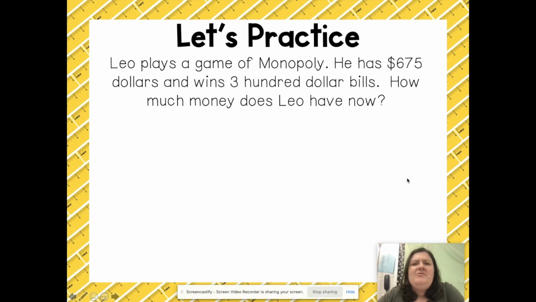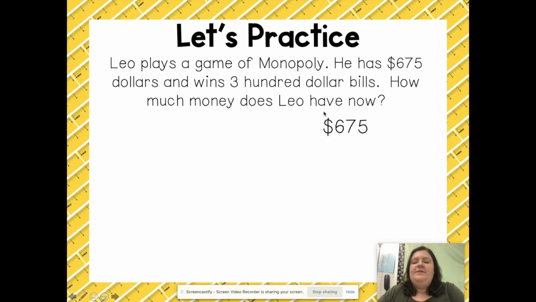Let's do one more together. Raise your hand if you've ever played Monopoly before. Monopoly is a really, really fun game where you get to win some sort of money. Well, Leo is playing a game of Monopoly. He has $675 and he wins $300 bills. How much money does Leo have now?